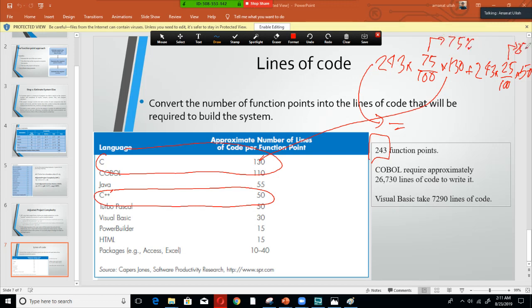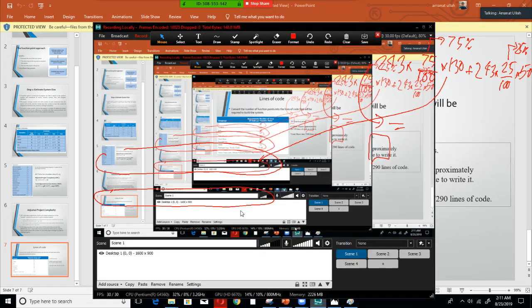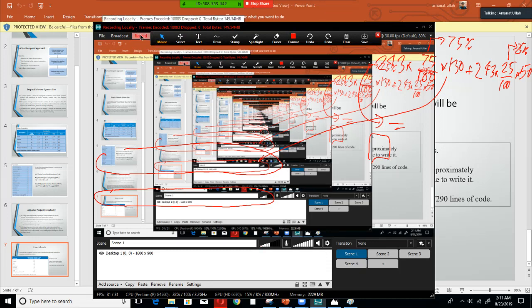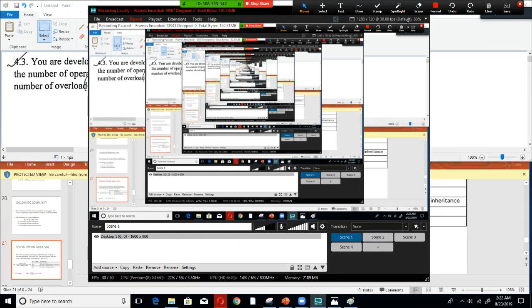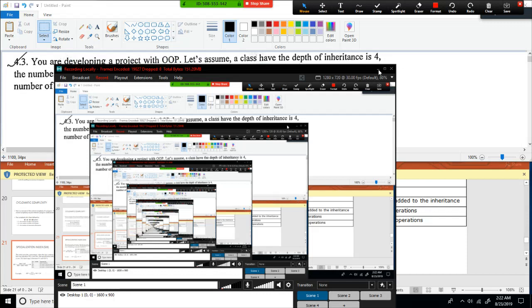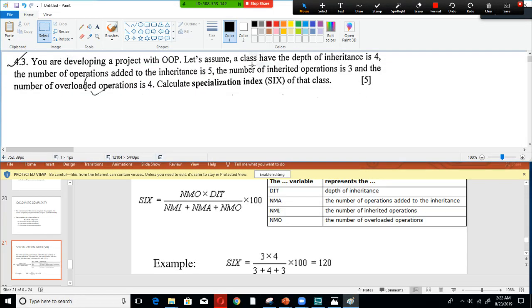So the question might be changed in a lot of ways. You just have to keep a steady mind. So that's it for this problem. Now moving on, next problem. So for this problem, let us read the question.